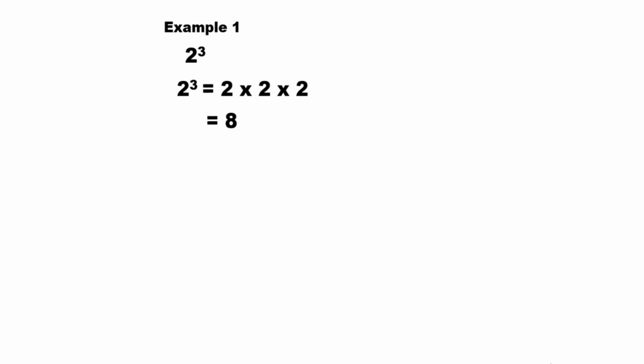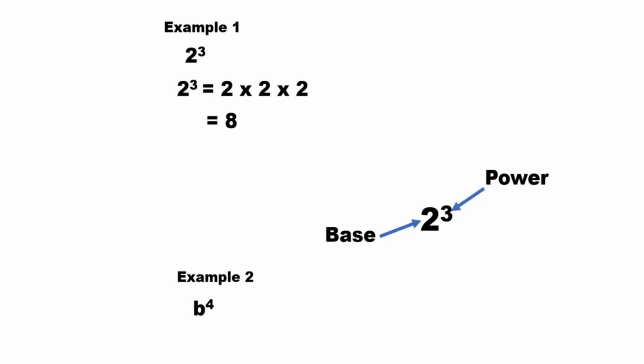Let's look at the 2 to the power of 3. Note that the base here is the 2 and the power is 3. Let's look at another example: b to the power of 4. This means that b is multiplied by itself 4 times.